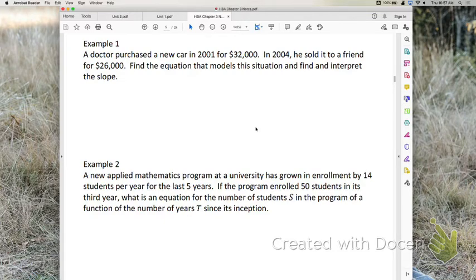2 points. Why do you say 2 points? Because there's 2. Right, so if I'm looking at it, the first thing you see in 2001, it was this much. Second thing, in 2004, it was this much. So they're saying, here's an X, here's a Y. Here's an X, here's a Y.